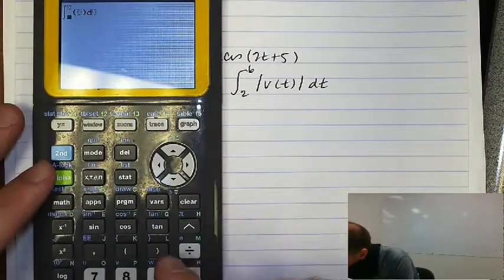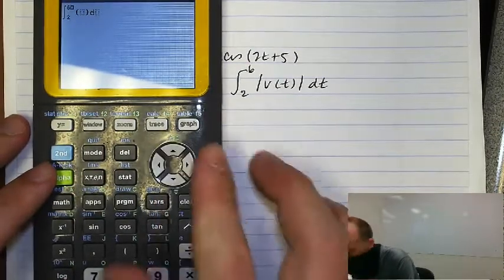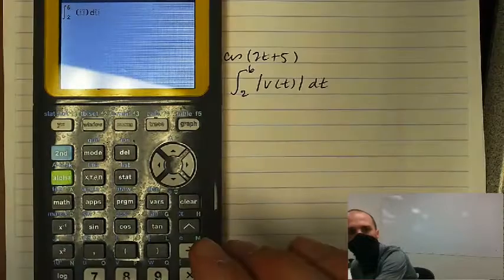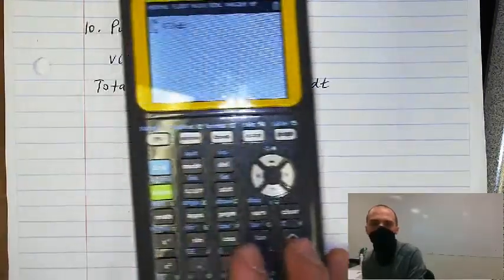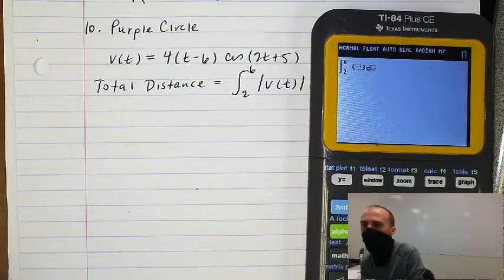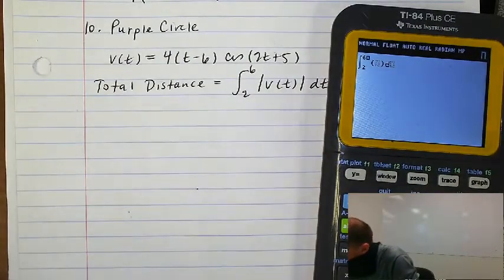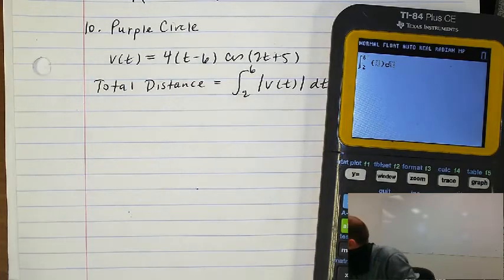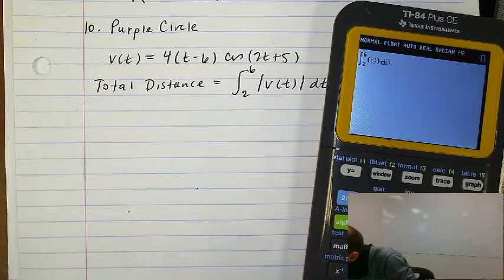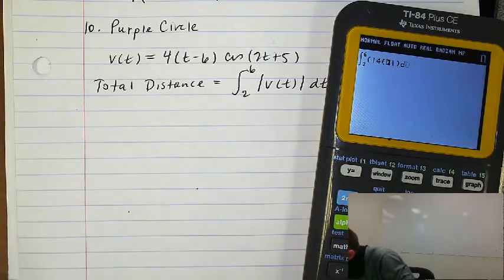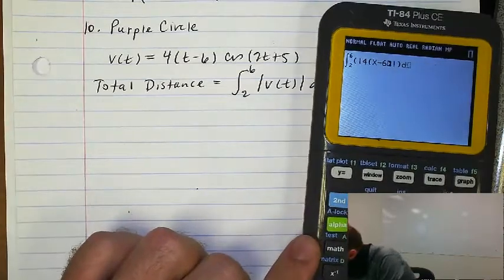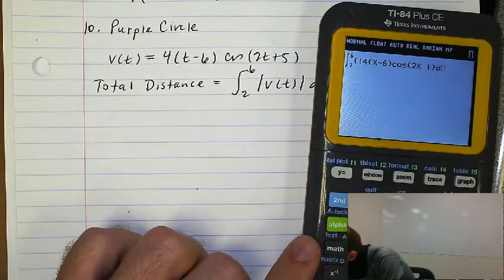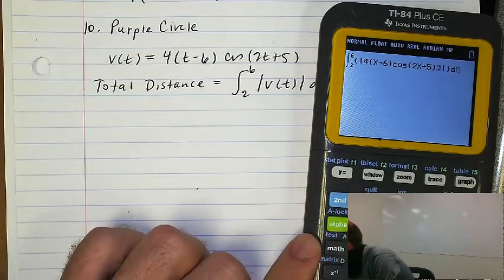All right, so math 9. The glare only kind of helped. It didn't help at all with the overhead. It's because I just put it on the right side. So integral from 2 to 6, what is this total distance? What's the formula? I need an absolute value of 4 times t minus 6 times the cosine of 2t plus 5. Strange function.